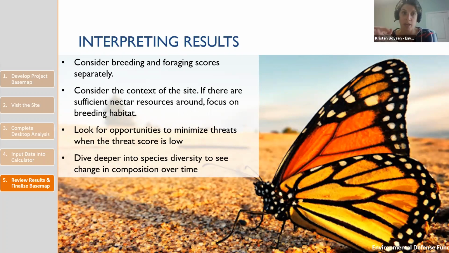If you want it to be breeding habitat and you plant a bunch of milkweed so much that it blocks out all the other blooming plants, then you just focus on breeding. Don't worry about if your foraging score is low.